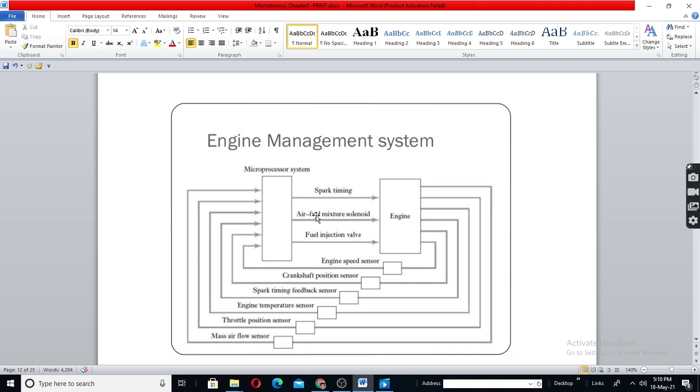Then another operation is for controlling or mixing the air with the fuel. See, when we press the accelerator, the accelerator will be somewhere else, not with the engine. It will be nearer to the operator. But when you press the accelerator, the throttle position will get opened, and that will be sent to the microprocessor.